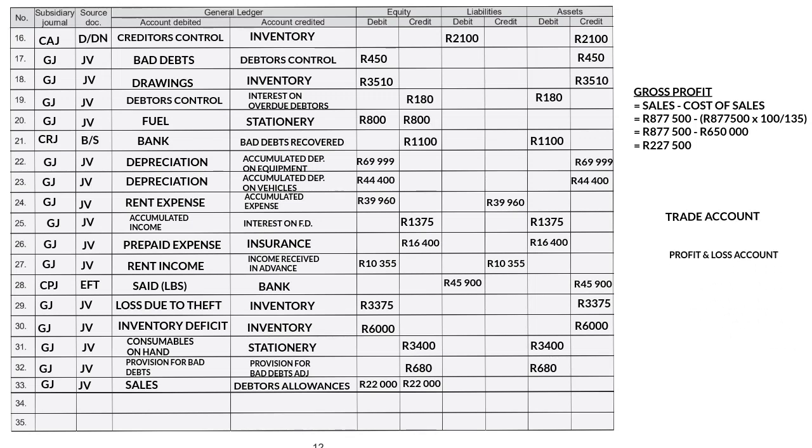So let's put this into our answer sheet. The subsidiary journal involved is our general journal. The source document is our journal voucher. The account to be debited is our trade account. The account to be credited is our profit and loss account. 227,500 Rand will be debited as well as credited in owner's equity.